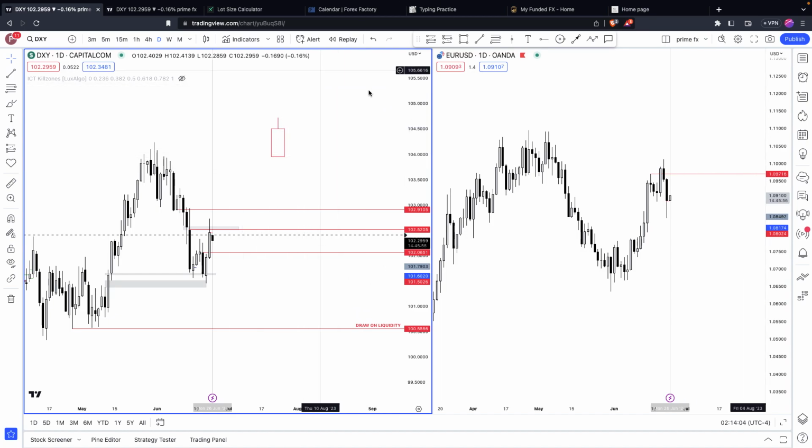We have the accumulation, manipulation and distribution. So this is what I like to see, and we are not getting it. So I'm kind of confused if price is going to do this, but it's something that we have to put on our side, like put that on our side.